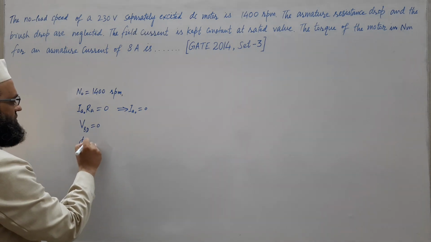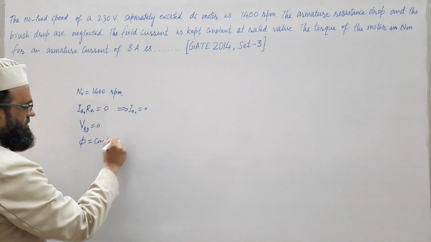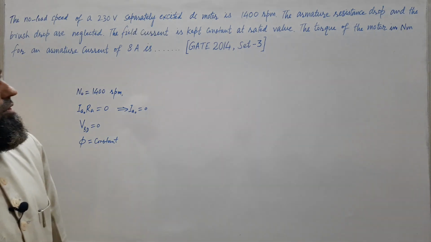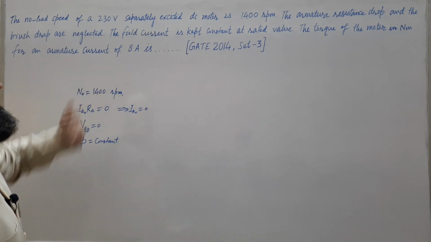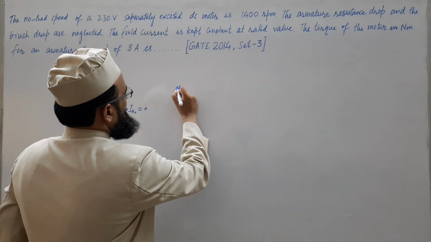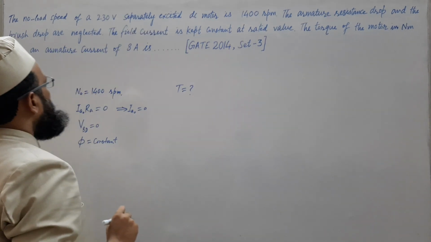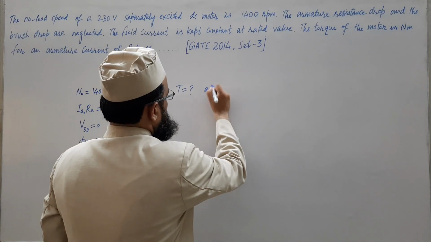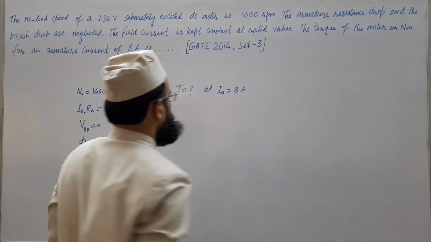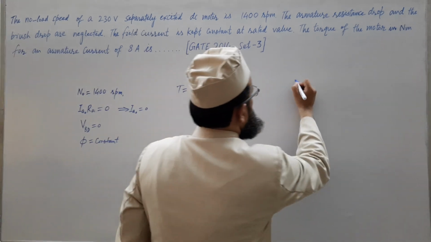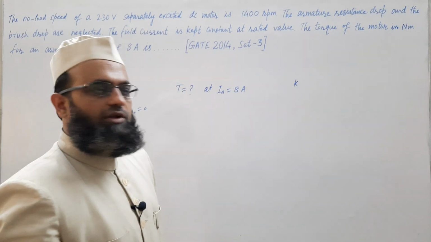By default it is constant, whether stated or not. The torque of the motor in Newton meter for an armature current of IA equal to 8 ampere. Fine. So we know that torque is involved, so our capsule 3 will work here.